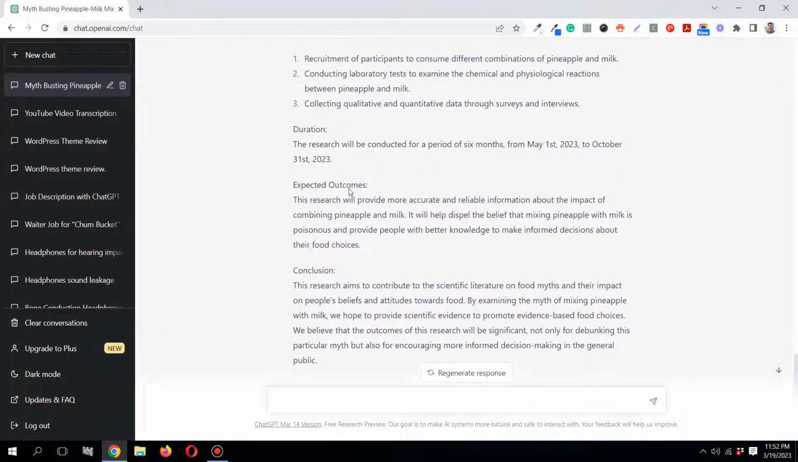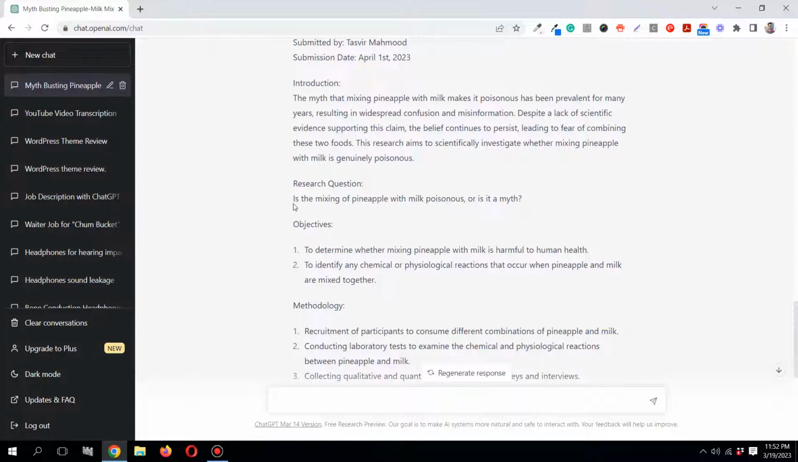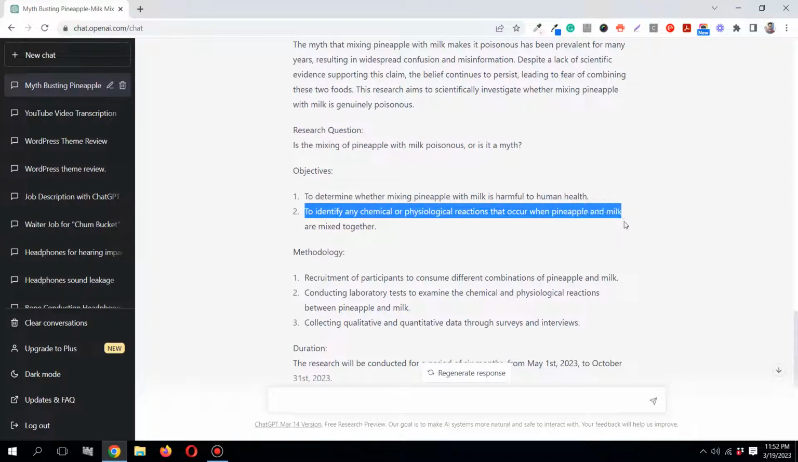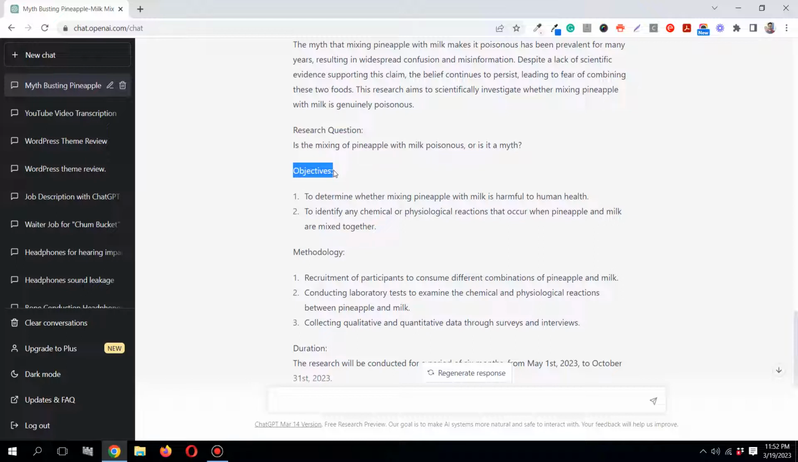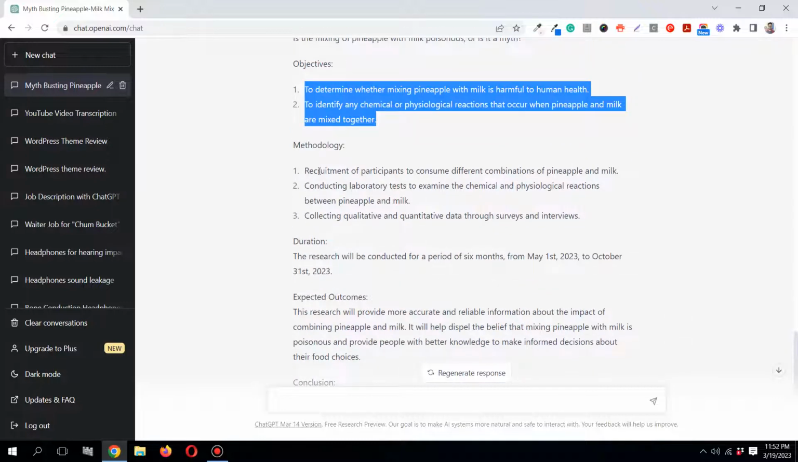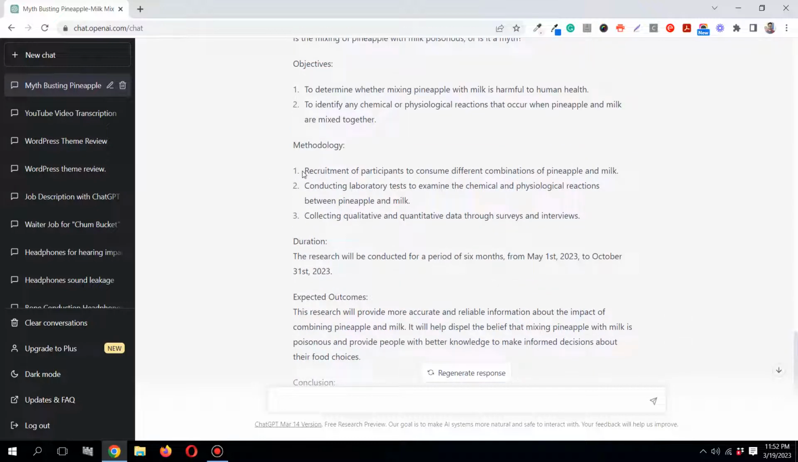And this gives you an idea. You see over here, objectives: to determine whether it is harmful for human health, to identify chemical or psychological reaction when mixed together. So it gives you objectives. In case you do not have any idea about what the objectives of your research project should be, then you get an idea from ChatGPT over here. And it gives you the methodology, so you can also get an idea.